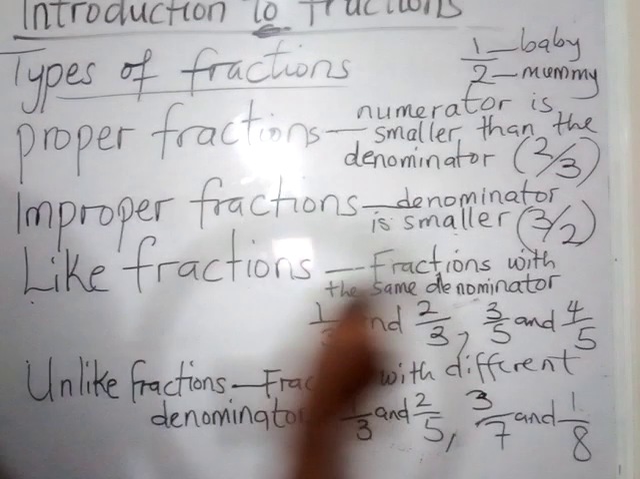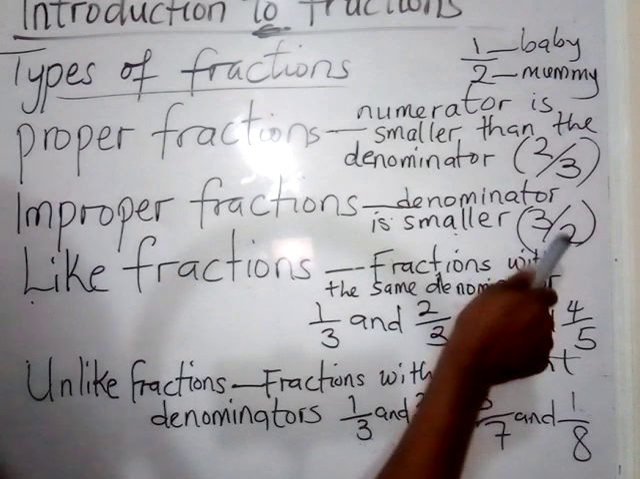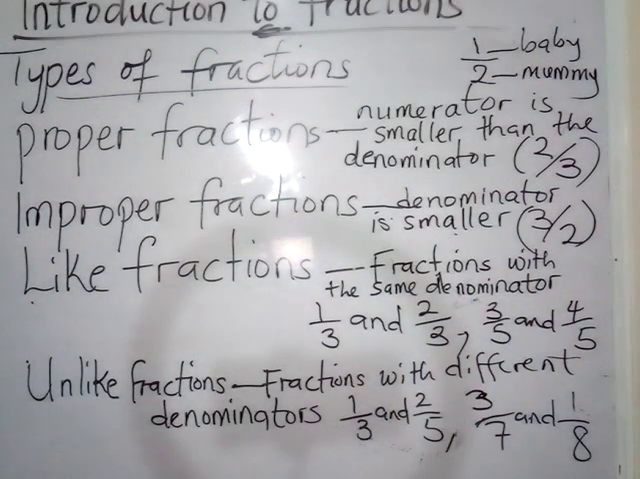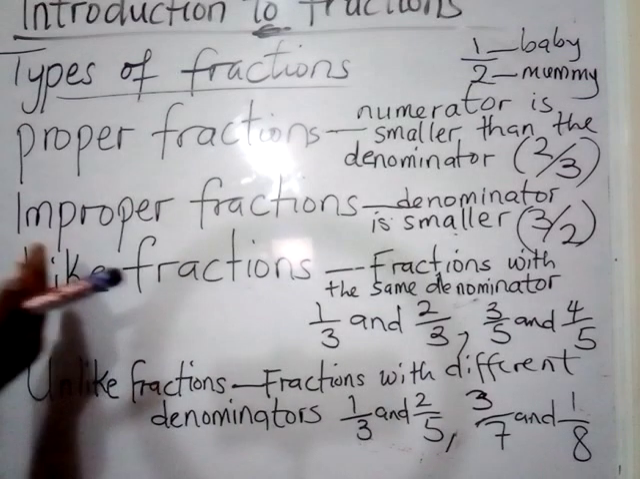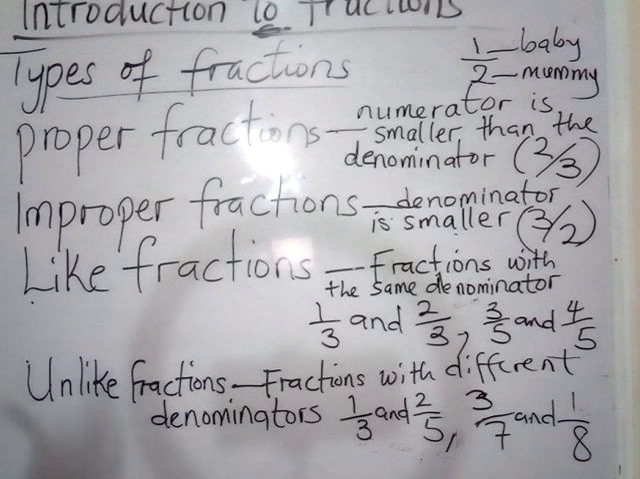But improper fractions means it is not proper, it is not right. And what is not right? For baby to carry mommy. When the number below, when the denominator is smaller than the number on top, which is the numerator, it is not proper. That is improper fraction.